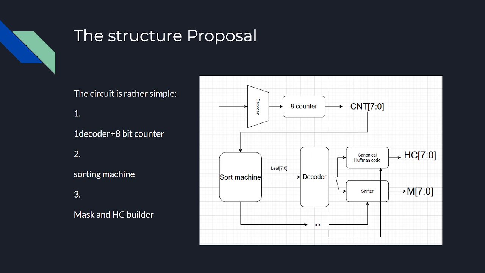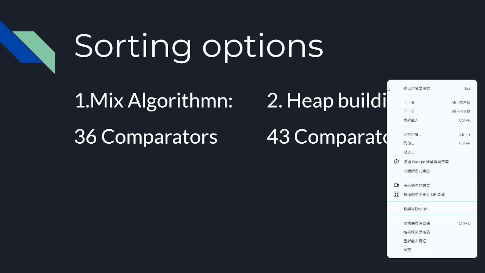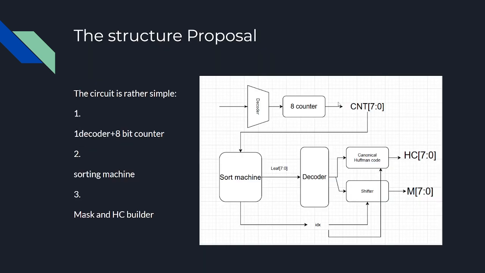The first component is the counter, which is made with a decoder and an 8-bit counter to calculate the count. A sorting machine will produce the leaf and later put it into a similar structure with two components, a shifter and a coder. After the process, the mask and Huffman code will be outputted.